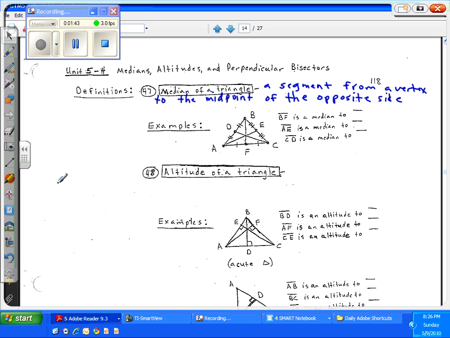This definition is supposed to tell us how to draw something from a vertex, B's a vertex, to the midpoint of the opposite side, a point that divides a segment into two equal segments. So BF would be a median because it is a segment from a vertex to the midpoint of the opposite side. So BF is a median to side AC.